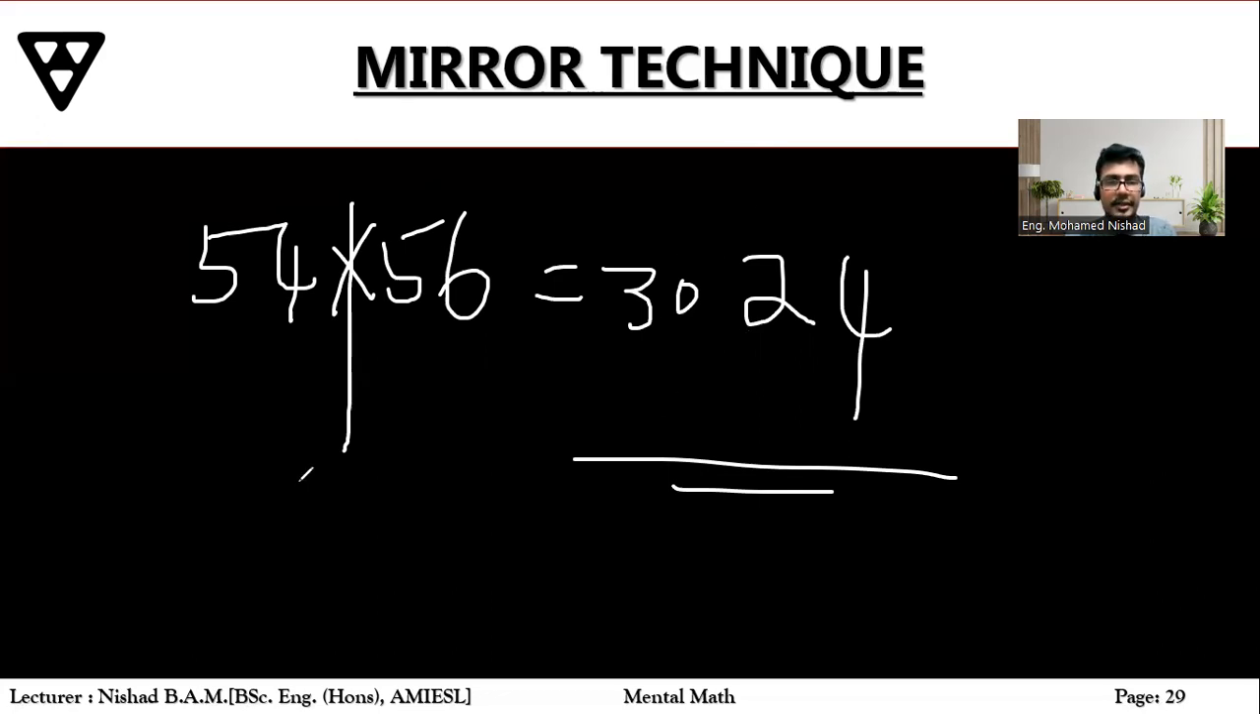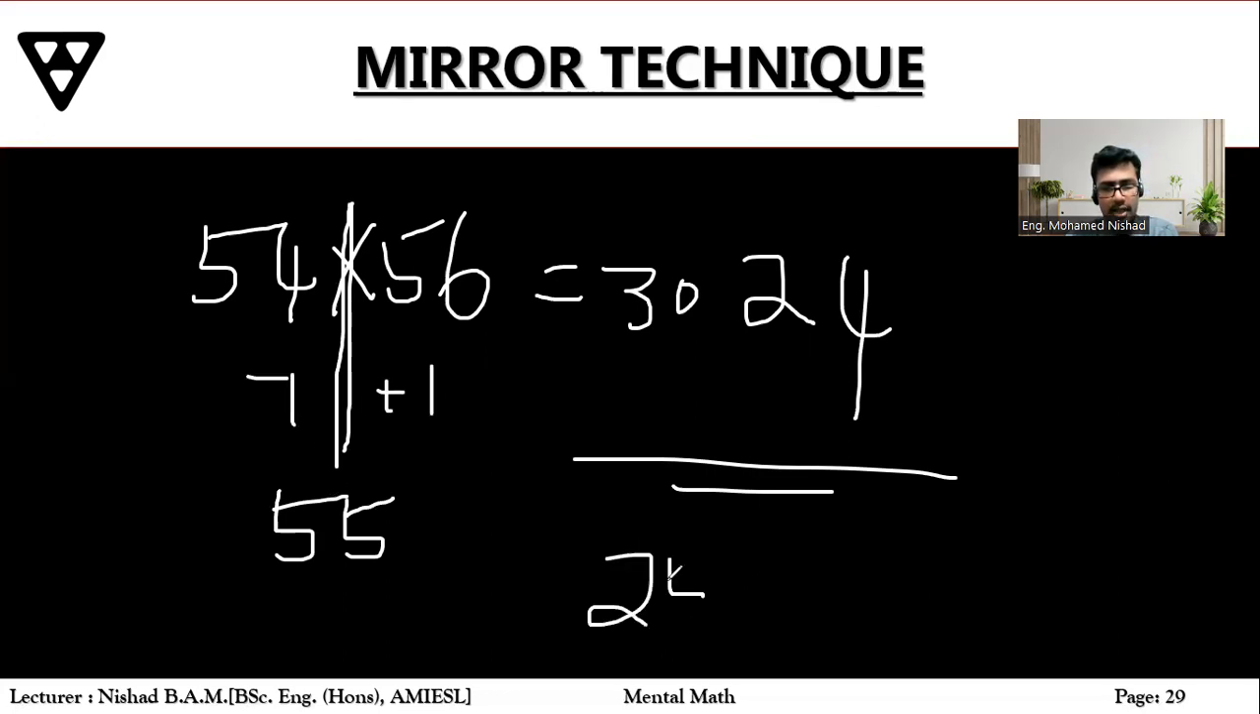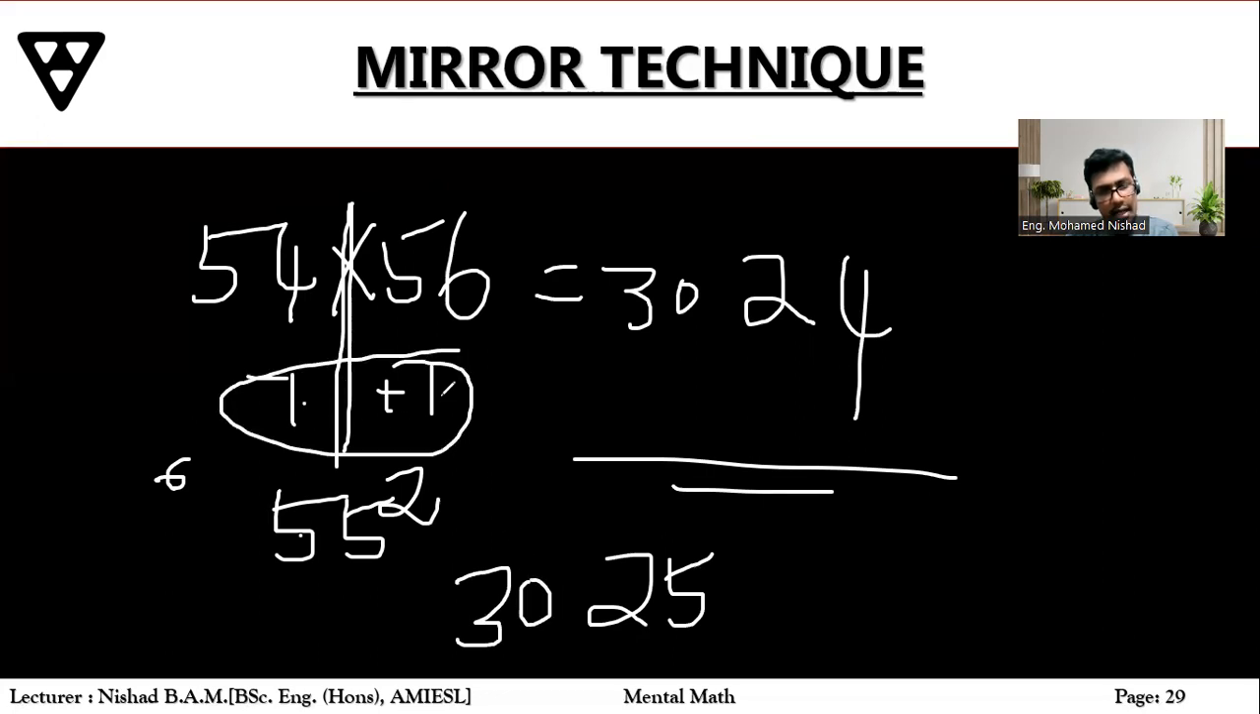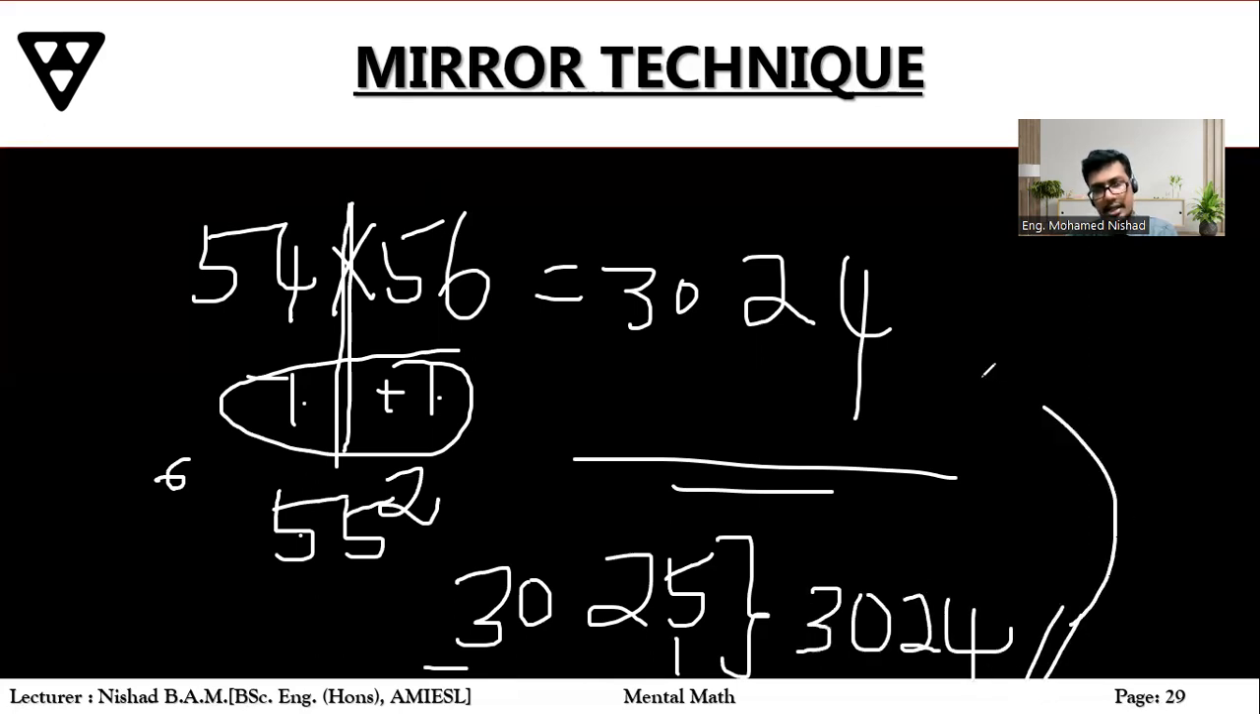Okay, let's check. So here it will be 55, right? So the mirror will be 55, minusing 1 and plusing 1. So always there will be 25 that comes here if we are going to square this number. And then we have to add 1 from this 5. It will be 6. So 6 times 5, it will be 30, right? So now we have to add these two numbers, 1 and 1. So then it will be 1 over here, but we have to subtract that. Therefore, the answer will be 3024. The same, right?